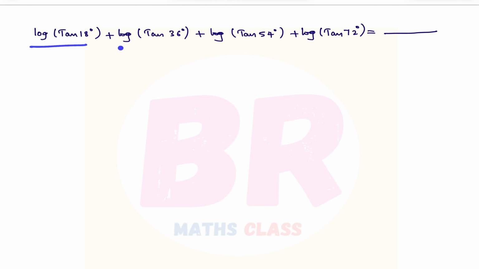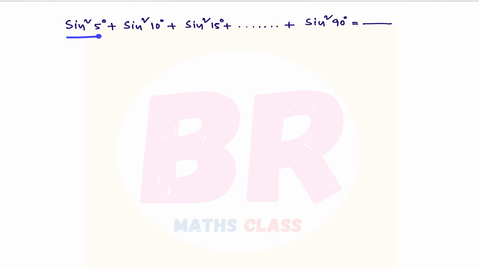See, this problem is similar to the earlier problem. I want you to try this on your own. You see this question: sine square 5 degrees plus sine square 10 degrees plus sine square 15 degrees, and so on, up to sine square 90 degrees. What is the value of this expression? I want you to try first on your own.